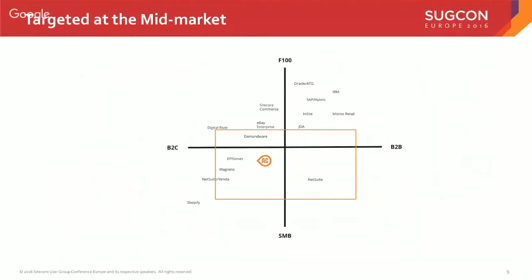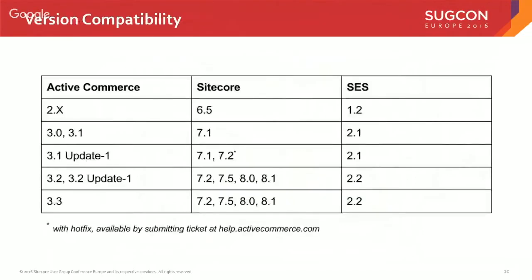And we play both in B2C and what I would call simple B2B scenarios. About 50% of our customers are actually using Active Commerce for some sort of B2B requirement. As of our latest versions, and we'll talk about this, we do support Sitecore 7.2 through 8.1. You can see that wasn't always the case. It took a bit of work to get to the point where we could support multiple Sitecore versions. So we'll talk a little bit about that shortly here.